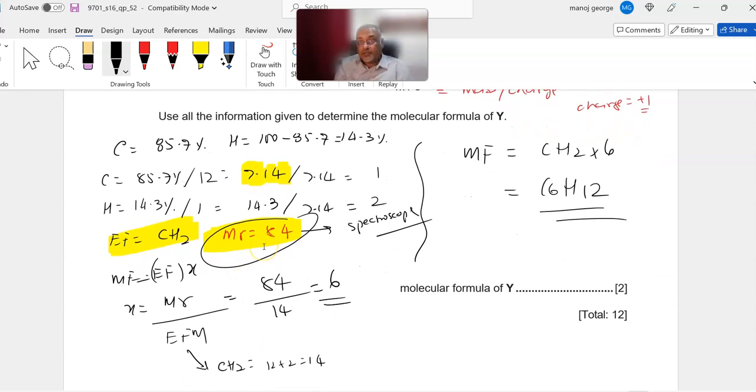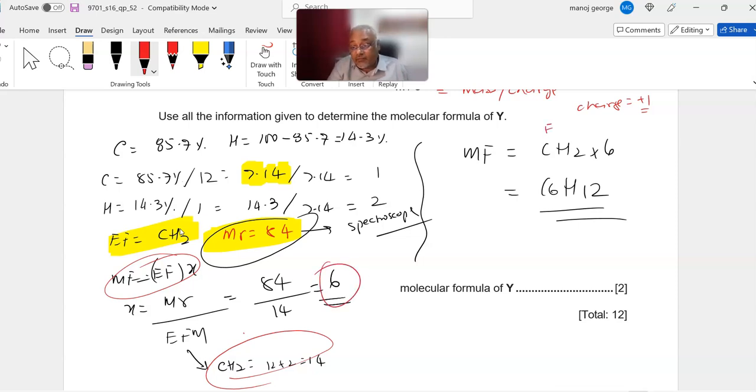And then once you have the MR, you know how to figure out the molecular formula. We have a working formula, molecular formula equals empirical formula times X. X is the MR divided by empirical formula mass. MR comes from the mass spectroscope data, divided by empirical formula mass. Empirical formula mass comes from CH2. So if you look at the CH2 there, that's 12 plus 2. That's how the empirical formula mass comes in. And once you get the value of X, remember molecular formula equals empirical formula times X. So that's why the molecular formula became C6H12.